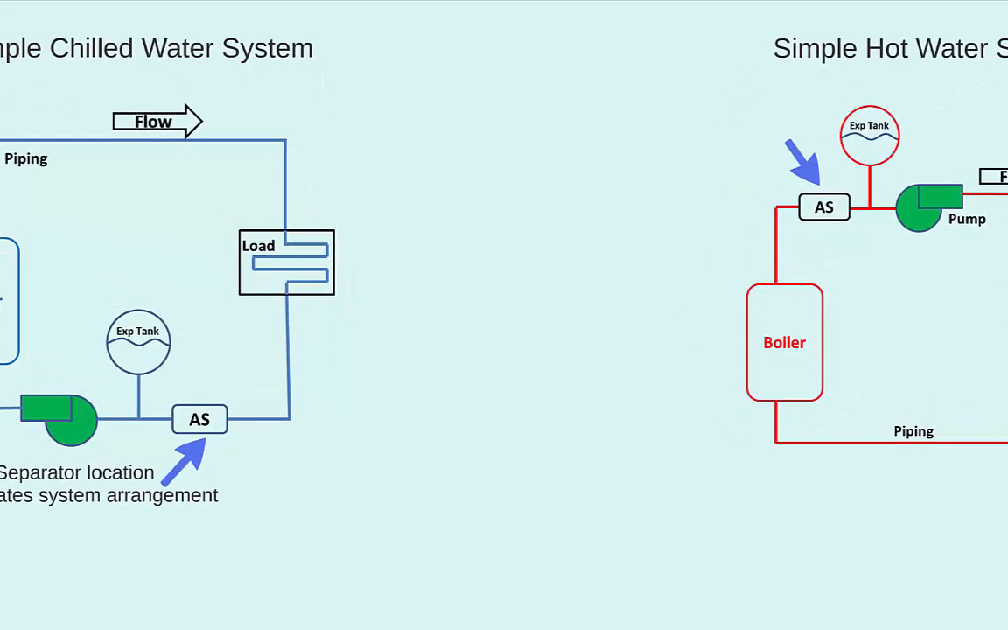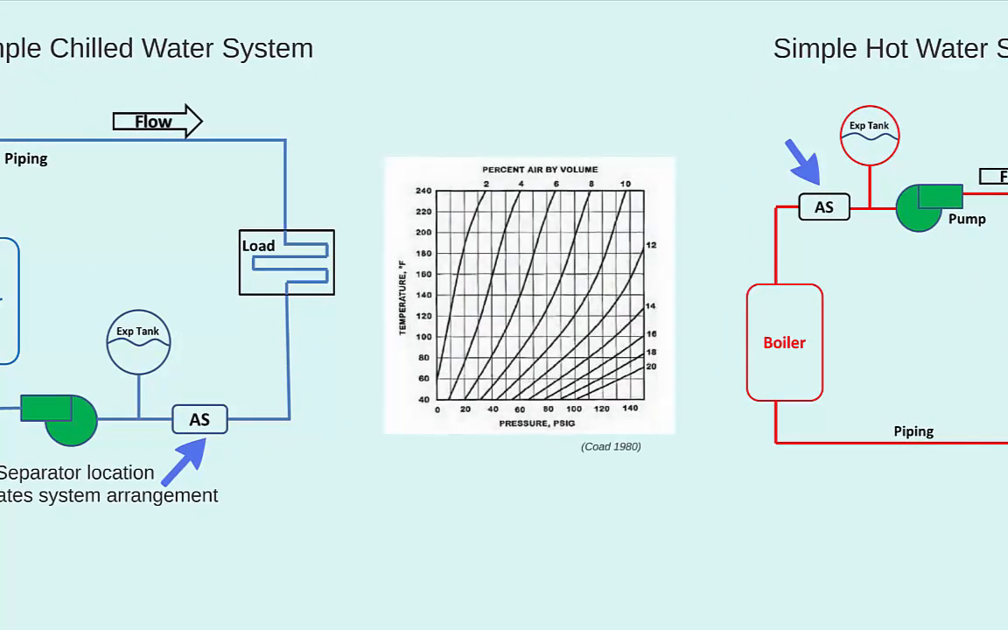When the pressure of water drops, or its temperature is increased, the amount of air that can stay dissolved in the water decreases. The plot shown here depicts this. Imagine in the hot water system, we charge our expansion tank to 15 psi on the suction side of the pump. Say that system is initially filled with 60 degree Fahrenheit water from the domestic water supply. For that temperature and pressure, the solubility of air in water is 4% air by volume.